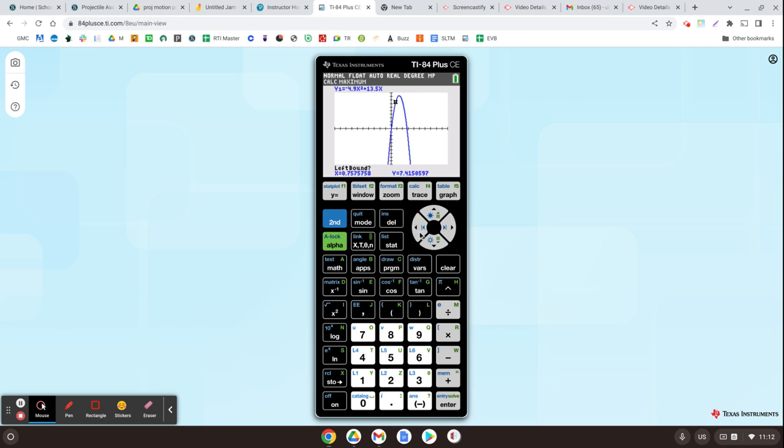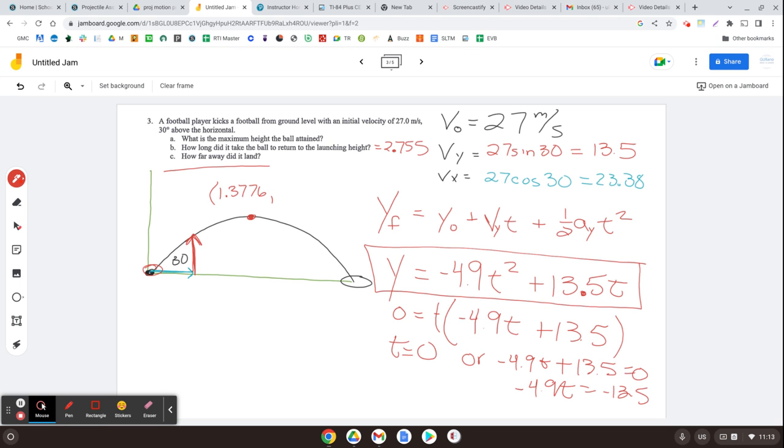Get to the left of it, hit enter. Get to the right of it, hit enter. Enter. There it is. It's exactly what we thought would happen. After 1.3775 seconds, this ball has gone 9.30 meters. So the maximum height is 9.30 meters. I want you to know there's lots of ways to get that.